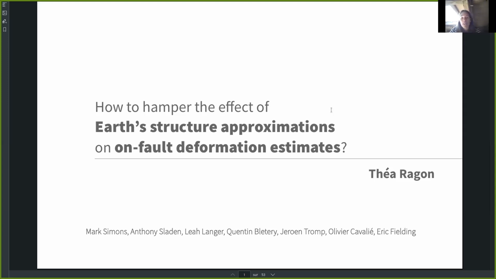First, what I mean by on-fault deformation is mostly slip. It can be coseismic slip, it can be post-seismic slip, it can be interseismic slip. In this case, we rather speak about interseismic slip deficit or coupling, but it can also be rupture, in a kinematic sense. Today, I will mostly focus on the slip, but I think most of my conclusions will be true for the kinematic rupture. So first, how do we estimate the on-fault deformation?